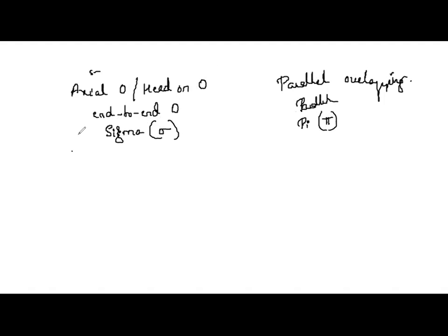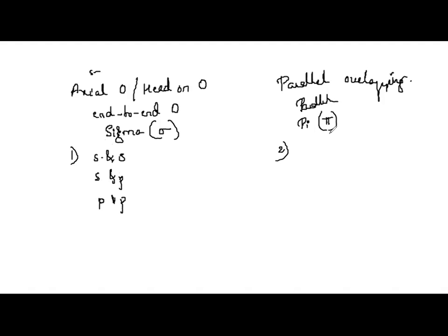So what are the differences between sigma bond and pi bond? Sigma bond results from end-to-end overlapping, or head-on overlapping, or axial overlapping. In this case, axial overlapping can be between two s orbitals, between s and p orbitals, or between p and p orbitals. I'll show you how.